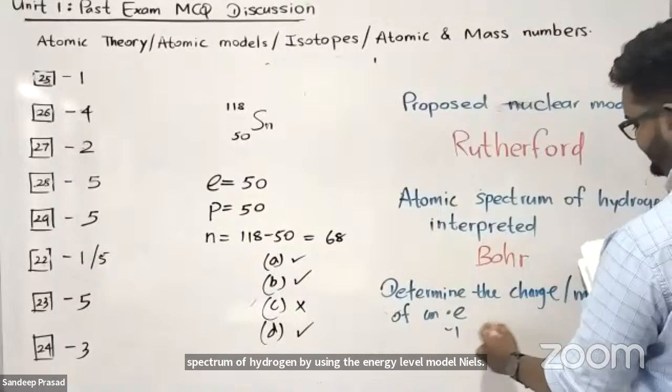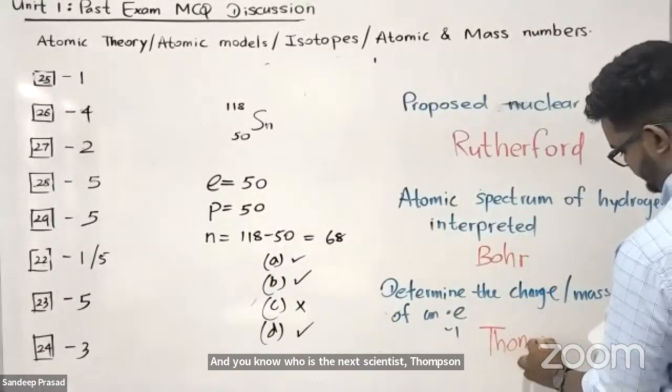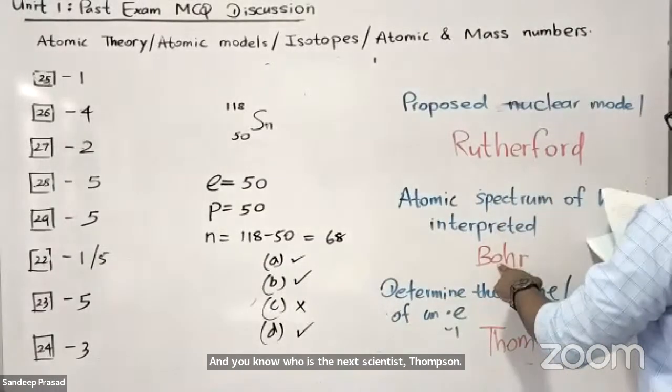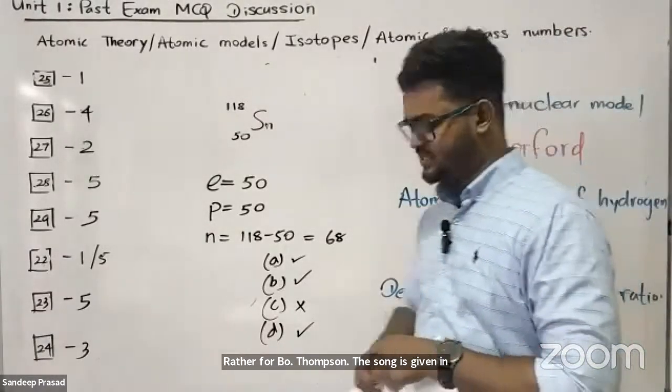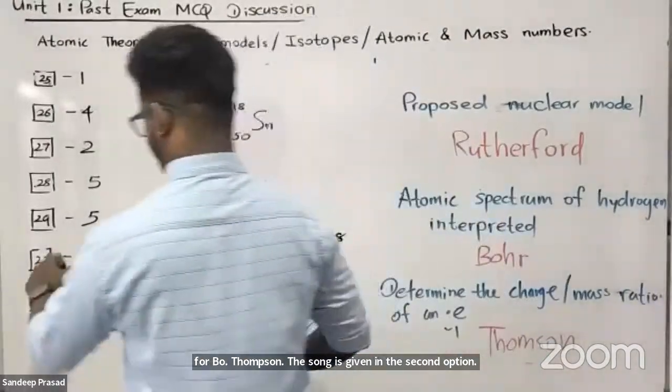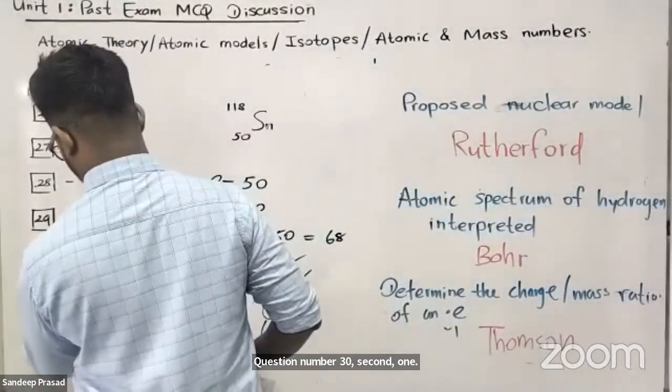And you know who is the next scientist? Thomson. Then Rutherford, Bohr, Thomson. This answer is given in the second option. Question number 30 answer is second one.